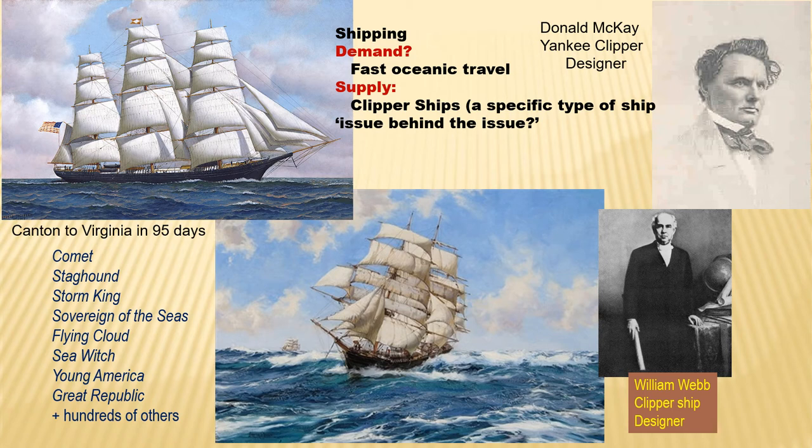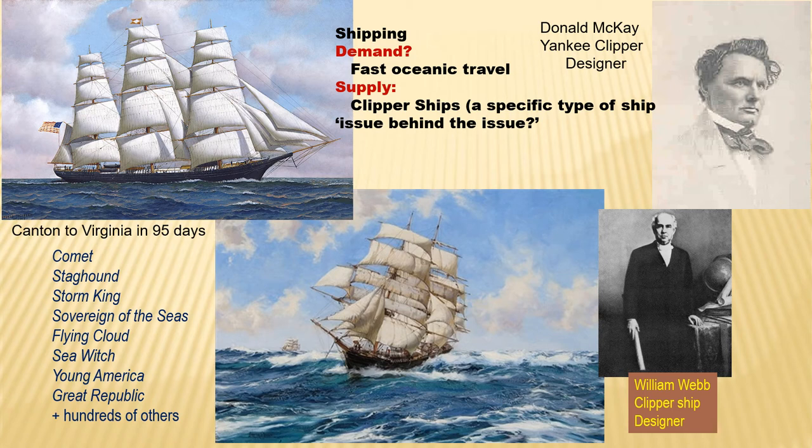Understand, they had to go diagonally across the Pacific. The Panama Canal was not there. They had to go diagonally across the Pacific, around the south coast of South America, and then all the way up the Atlantic Ocean, the South Atlantic, and across the equator, and to the Virginia coast and the North Atlantic. And they did that in 95 days.